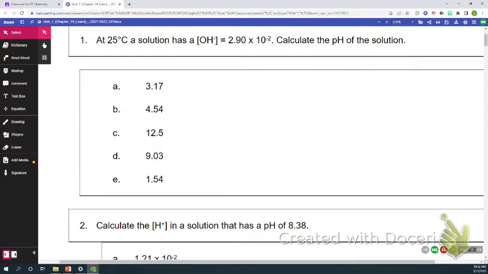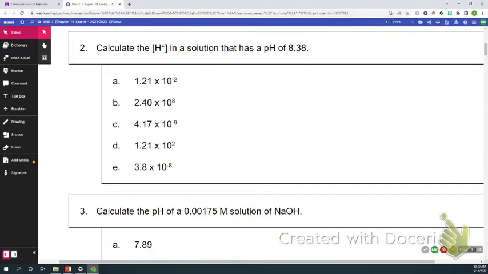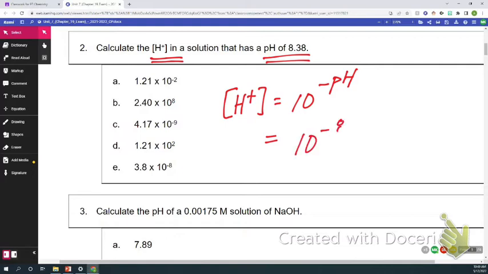Okay, I'm going to move a little bit faster, so follow here. Number 2. It says calculate H plus. They gave me pH. H plus is equal to 10 to the negative pH power. That's just an equation that you have. So all you have to do is 10 to the negative 8.38 power. And that's the answer, okay? So plug it into your calculator. Make sure you know how to plug it in and everything so that you're doing it right.